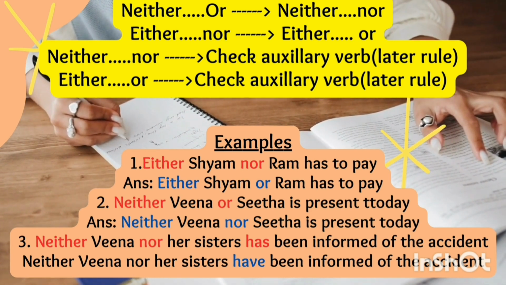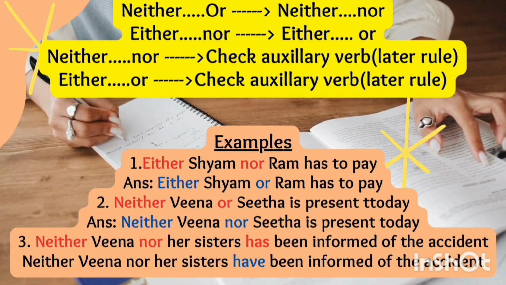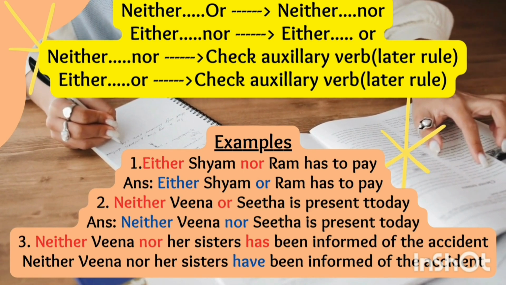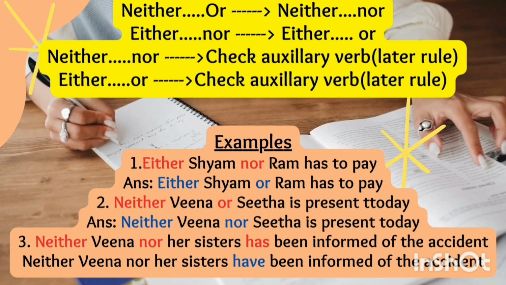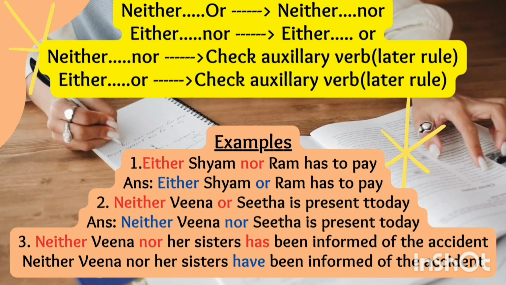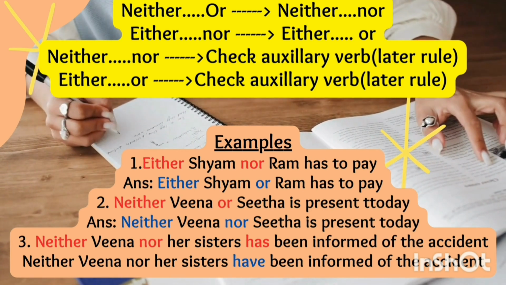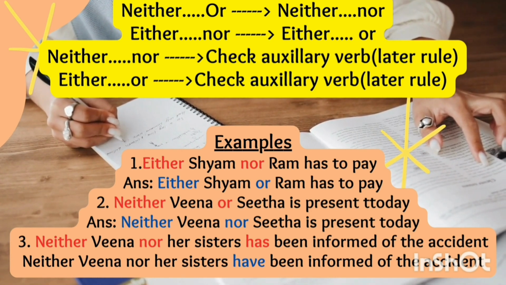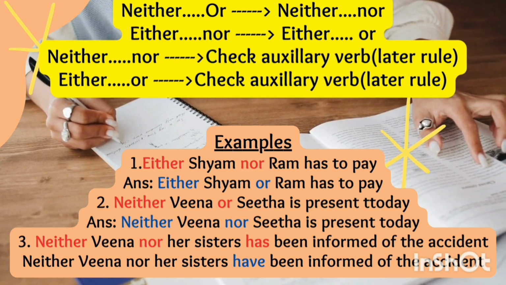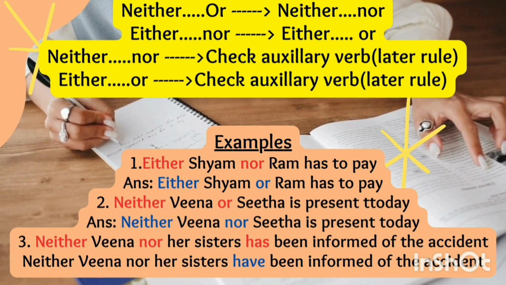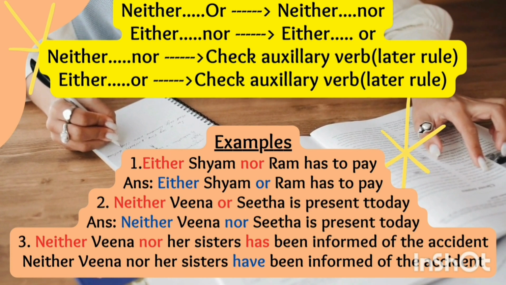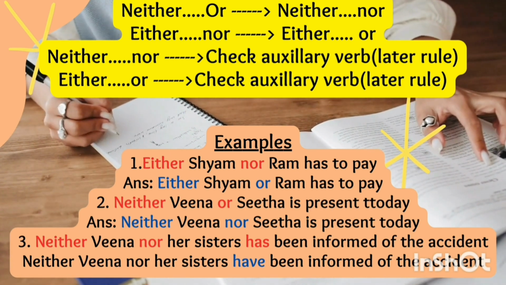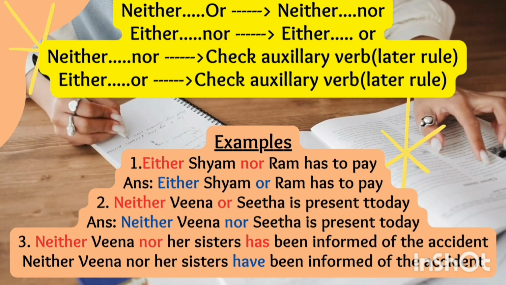Examples. First one, either Sham nor Ram has to pay. Here we have either nor, so we need to replace it by either or. Answer, either Sham or Ram has to pay. Second one, neither Veena or Sita is present today. Here we have neither or. The actual pair is neither nor. Answer, neither Veena nor Sita is present today.